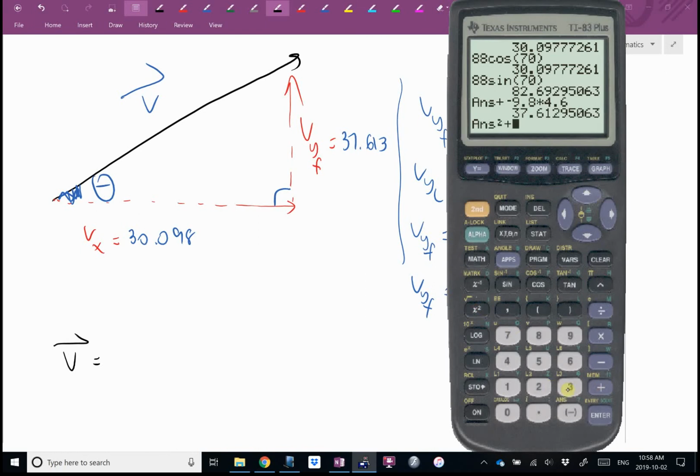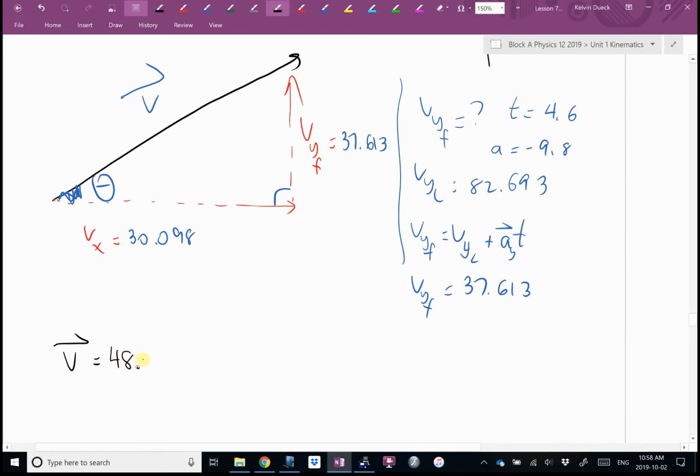Squared plus 30.098 squared. Square root. And I get 48.2 as a magnitude, meters per second, at... It's going to be tangent. And again, I'm using tangent, but technically this 48.2 is the hypotenuse. I could use shift cos or shift sine if I really wanted to, assuming I've done the hypotenuse correctly. And in grade 12, I usually am willing to use an answer to find an answer too, so whatever.